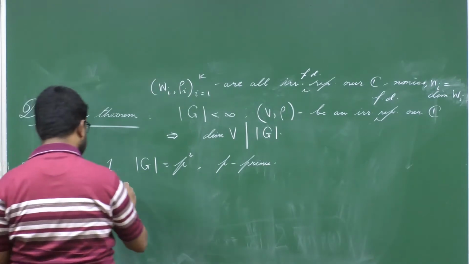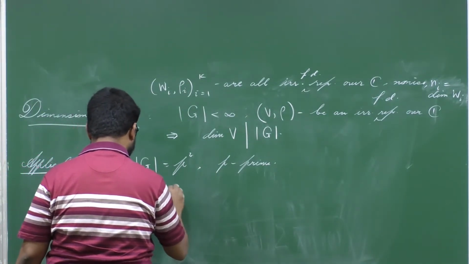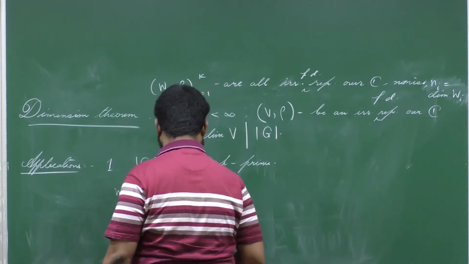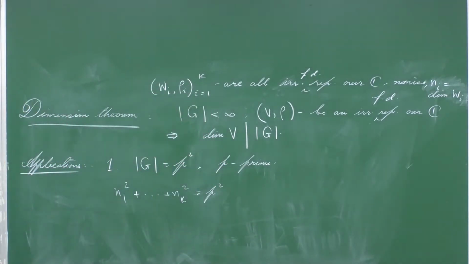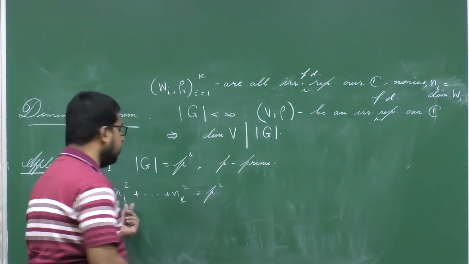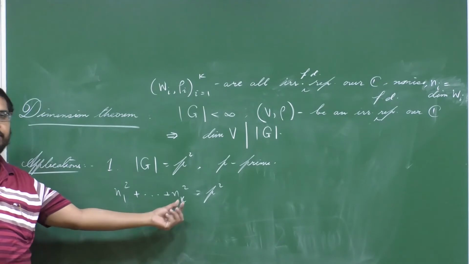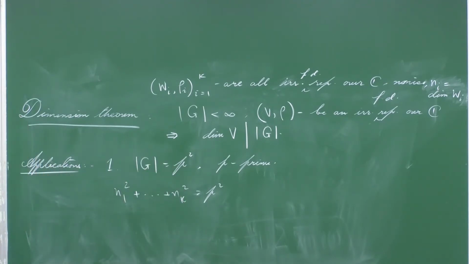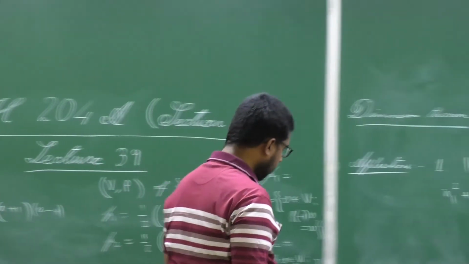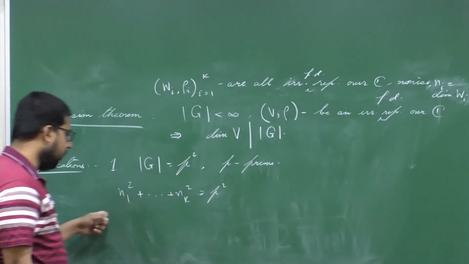So in this case, the sum of the ni squares will be p squared. In view of the dimension theorem, each ni has to be 1 or p. But we do have a trivial representation. So one of these ni's will be 1, because for any given group the trivial representation is an irreducible representation, which is non-isomorphic to any non-trivial representation. So what are the possibilities here?